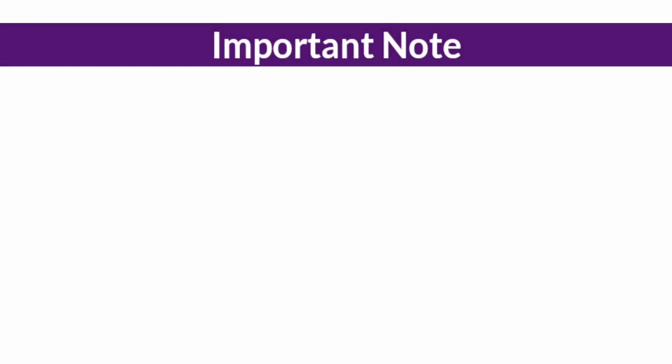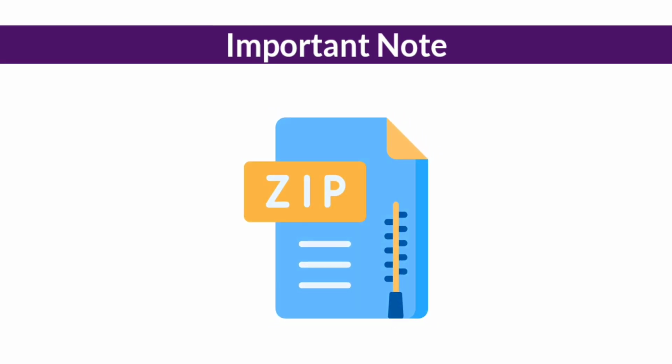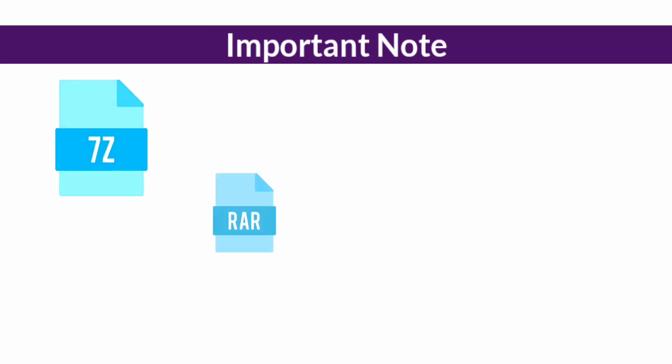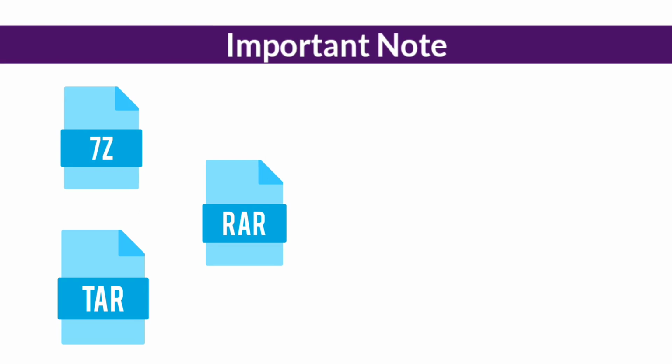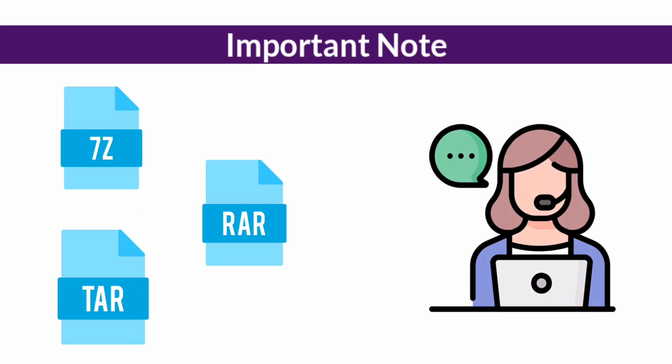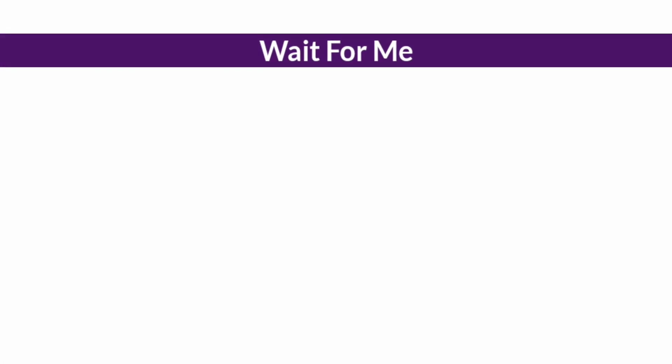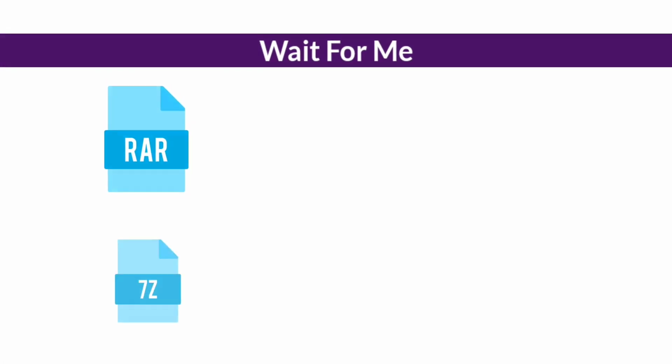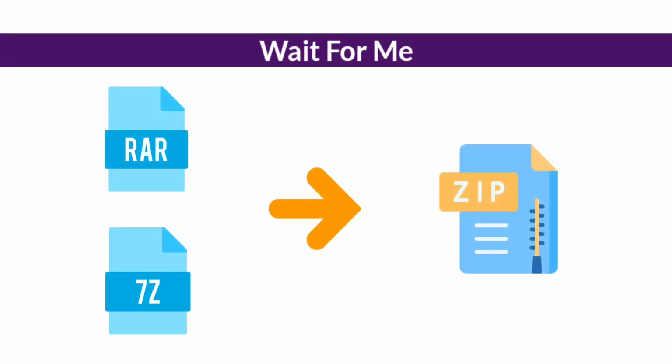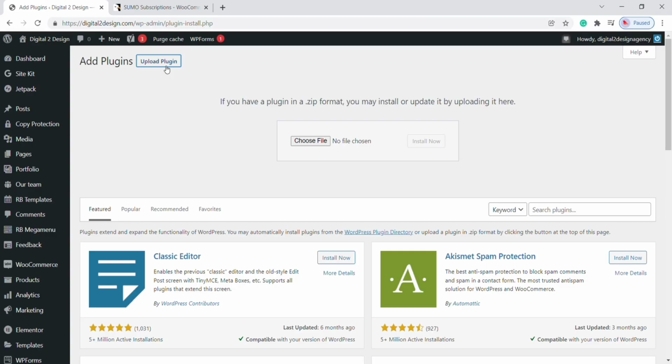Now, note that there is only an option to upload a file in zip format. If your plugin is downloaded in another format, you will need to contact your plugin provider and ask for assistance. Or wait for me to put the video on how to convert any format plugin into uploadable WordPress format. In this case, the Sumo subscription is neatly packed, so we can easily proceed.